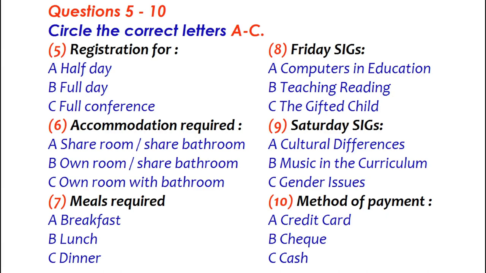Perfectly okay. Now, a couple of other things. There are a number of special interest groups organised. They're known as SIGs, and you're asked to nominate your preference. They'll take place on the Friday afternoon and Saturday morning, but they're filling up quickly, which is why you need to nominate now. Right. What are the SIGs? Well, there are six altogether. Let's see. On Friday, you have a choice between computers in education or teaching reading skills. Or a session on catering for the gifted child.